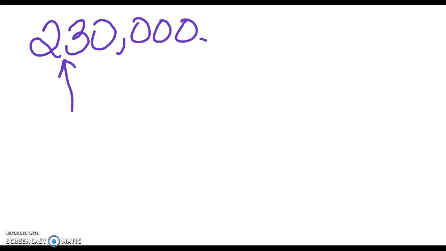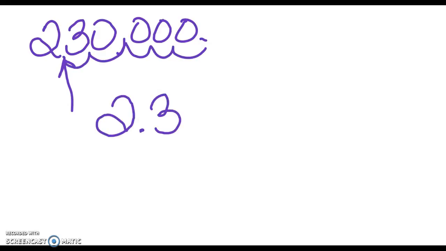So to move it, I would have to go 1, 2, 3, 4, 5 places to the left. So it becomes 2.3, and I don't have to put all the zeros. Since I moved it 5 places, then we need to multiply it by 10 to the 5th, because that would move it back to make it 230,000.